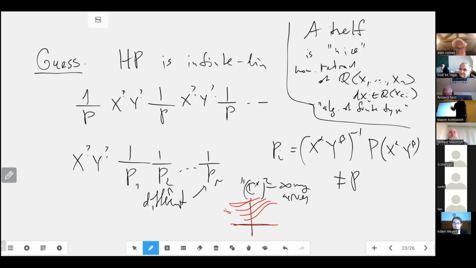Actually, I have to admit that I'm not totally sure that all of what I told about these examples is really valid, because I didn't really write classes in periodic cyclic homology. It looks reasonable.